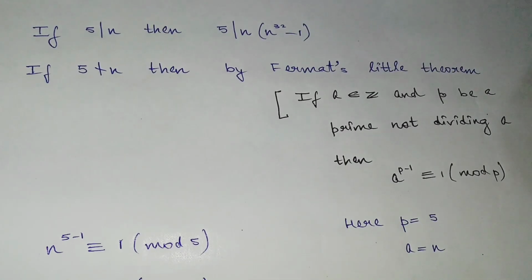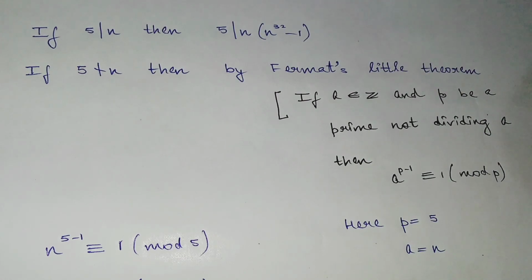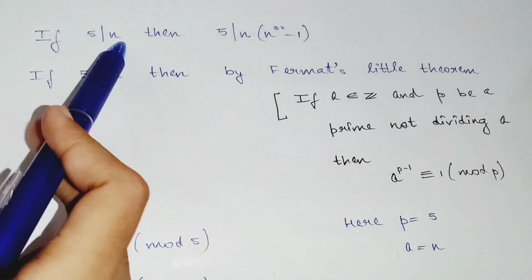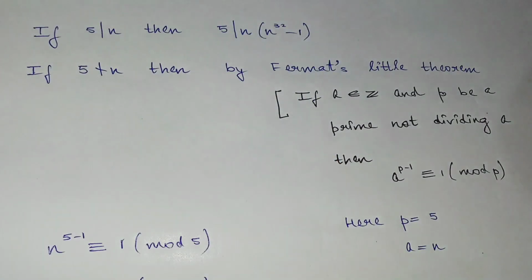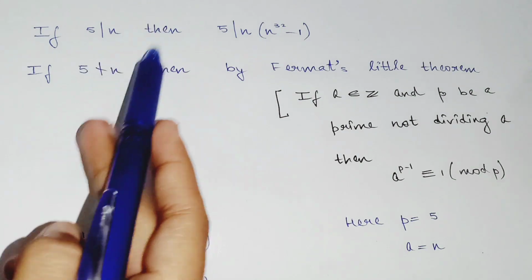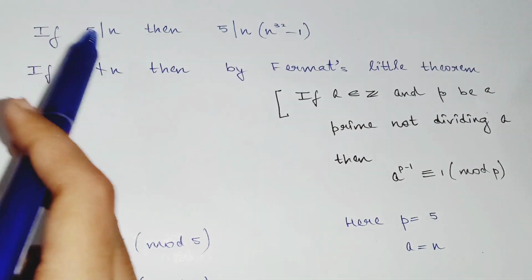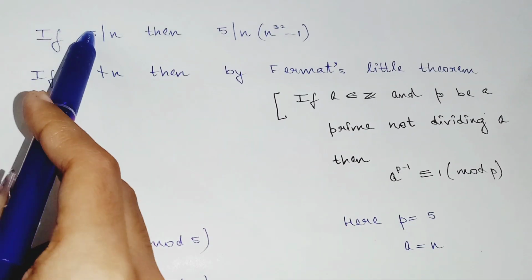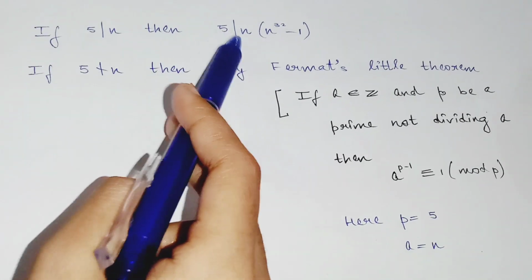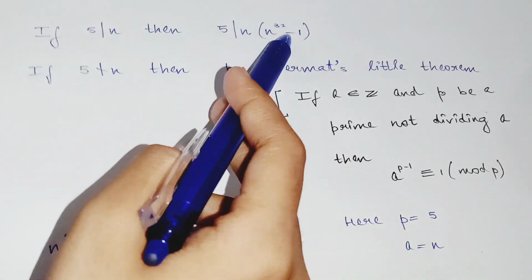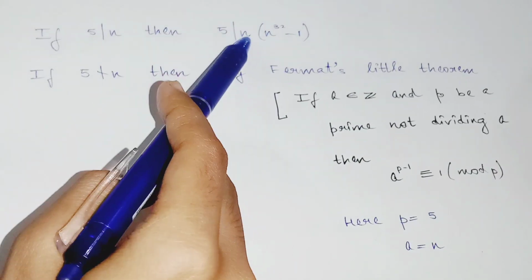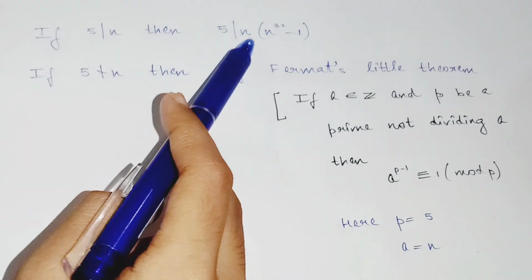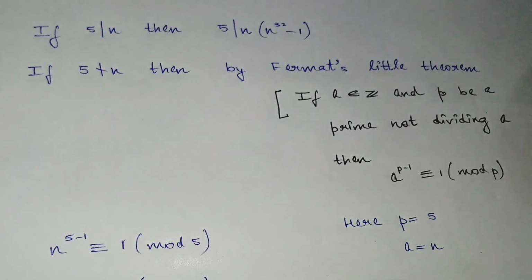Now let us take the number 5. If 5 divides n, or n is divisible by the number 5, then 5 divides n into n raised to 32 minus 1, because this number is a multiple of n. So 5 divides n into n raised to 32 minus 1.